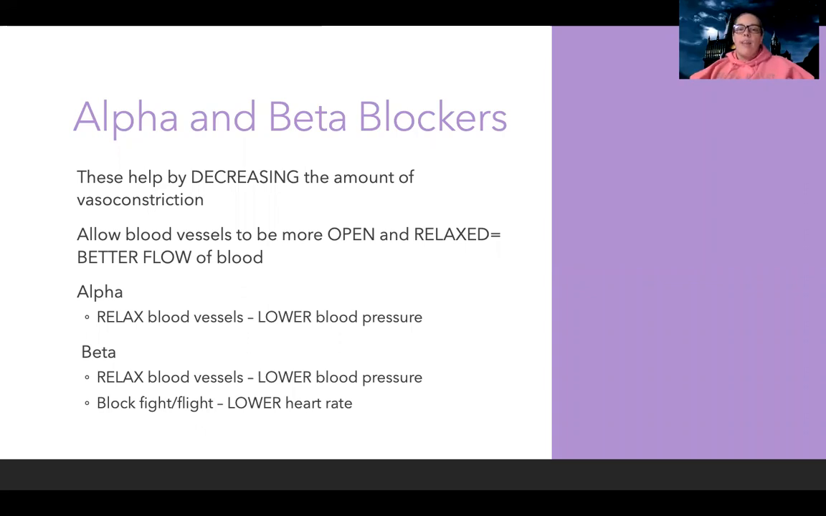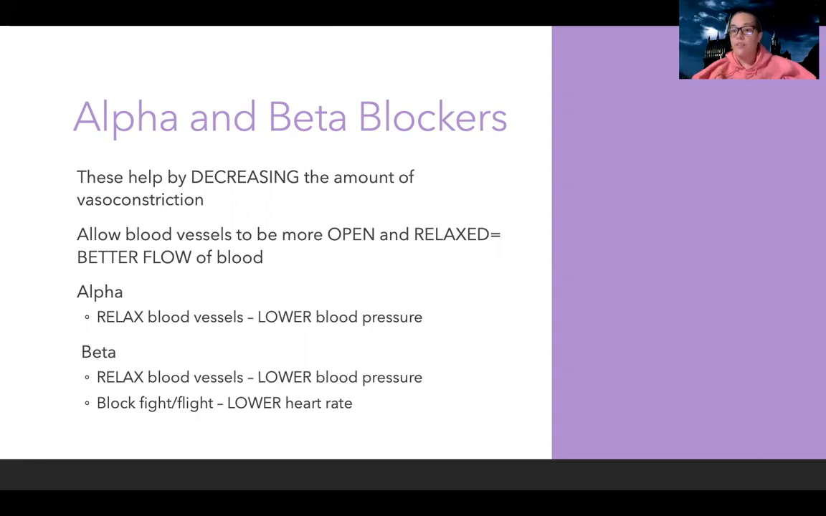One of the ways that they respond is that when you're in a stressful situation, they vasoconstrict or increase your blood pressure to help you fight in a situation that you need to fight, or they help you to run when you need to run. And so if we give medications that block that fight-or-flight constriction, then that's going to help decrease your blood pressure. They allow blood vessels as a whole to be more open and relaxed, which allows for better flow of blood. And so alpha as a whole, they relax blood vessels and they lower your blood pressure.